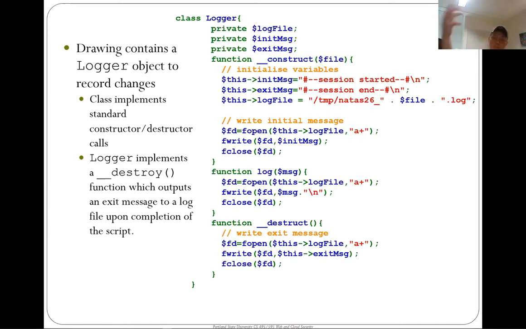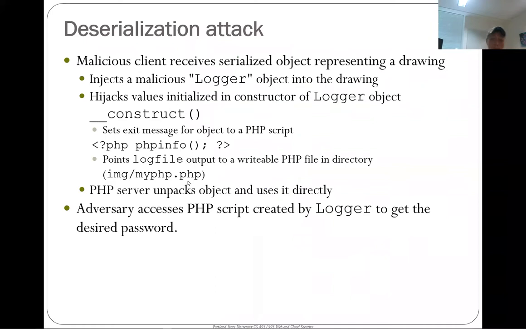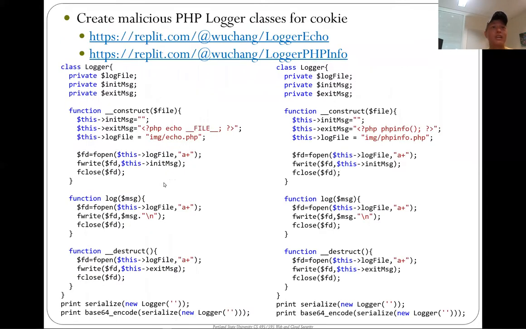And then upon destroying the logger object, the file is going to be written out. And then all I have to do is subsequently access that PHP file and then I win. This script can actually access the /etc/natas_webpass/natas27 password, which is the goal of the level. Okay. And then the adversary accesses the PHP script created by the logger to get the desired password. So that is a rundown of the application.